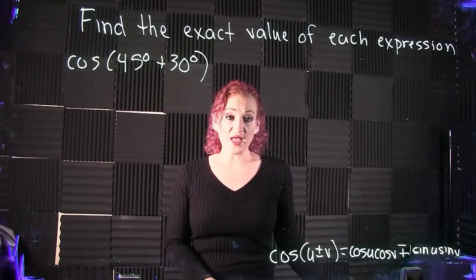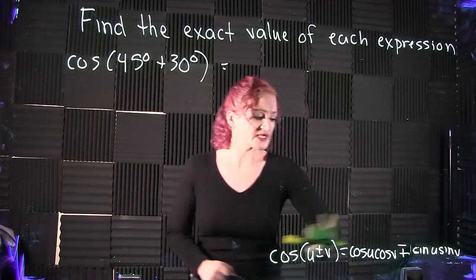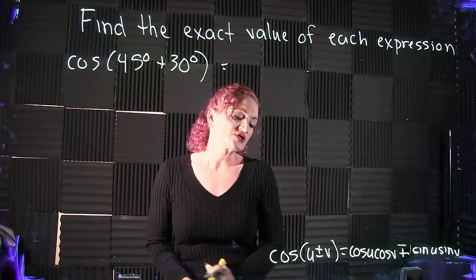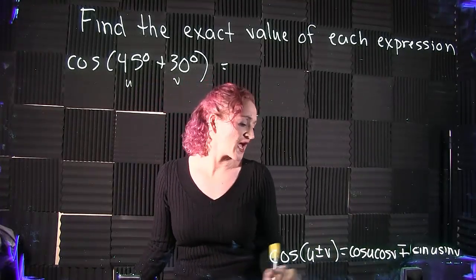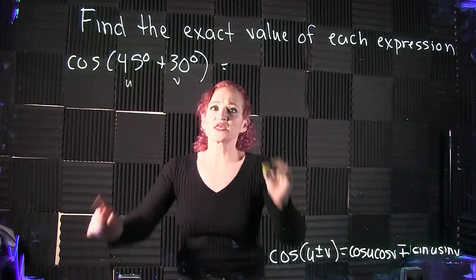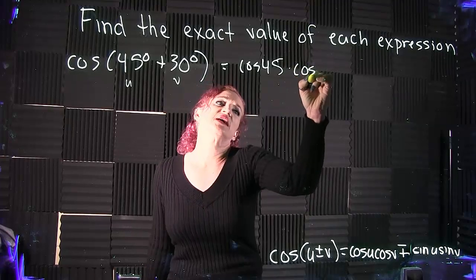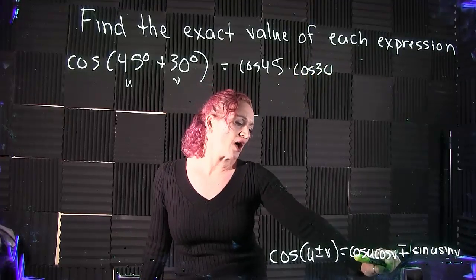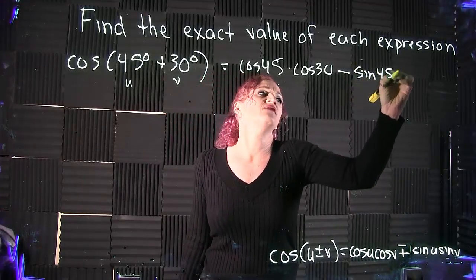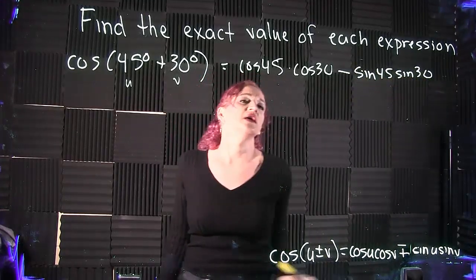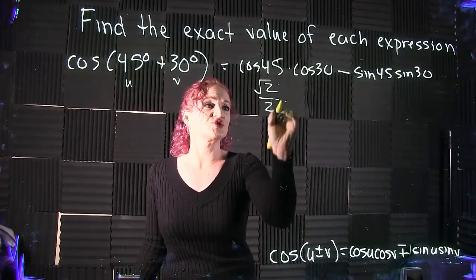So for our next example, cosine 45 plus 30. So we are going to be using the sum formula over here. So cosine u plus v. So we're going to be using our top sign over here. So this is going to look like cosine of 45 times cosine of 30. Again, top symbol here, so that's going to be a minus. Sine 45, sine 30.